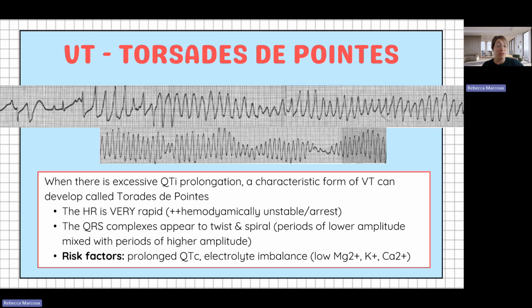And again, the risk factors for this are prolonged QT interval and electrolyte imbalance, particularly low magnesium. So if you have a patient in torsades that codes, generally speaking, you're going to be ordered to push magnesium on these patients because that is a common cause of torsades.